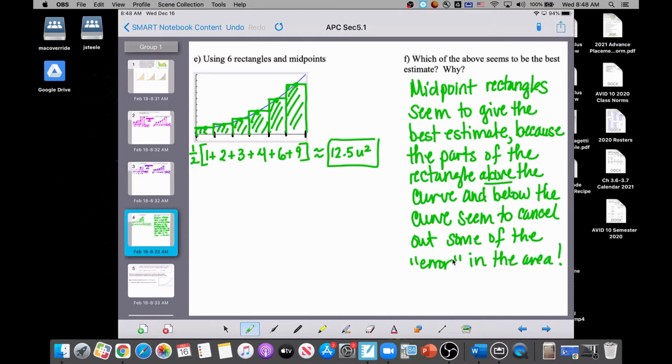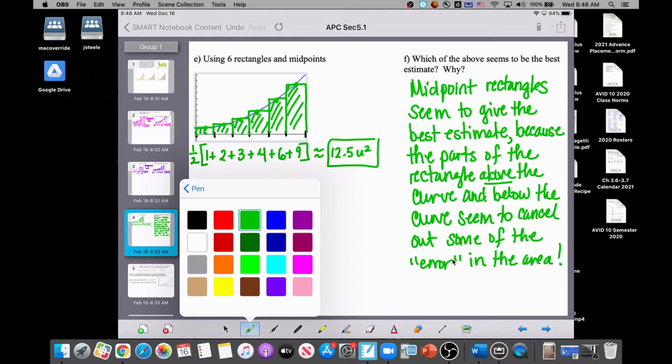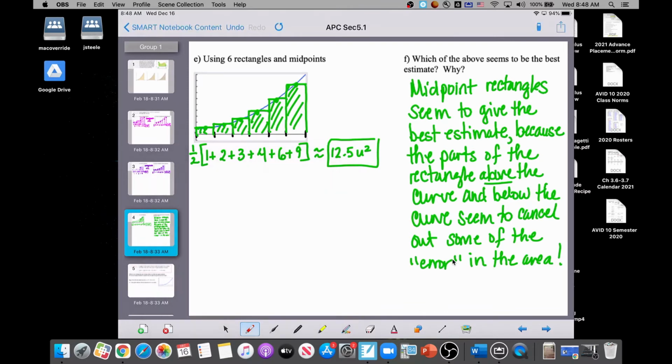Just to clarify what I'm talking about when I say that, here's the area above the curve and here's the area that's not counted. Those kind of seem to cancel each other out. Same thing right here and right here, right here and right here. So it's not perfect, but it's certainly better than what we had when we did either left endpoints or right endpoints.